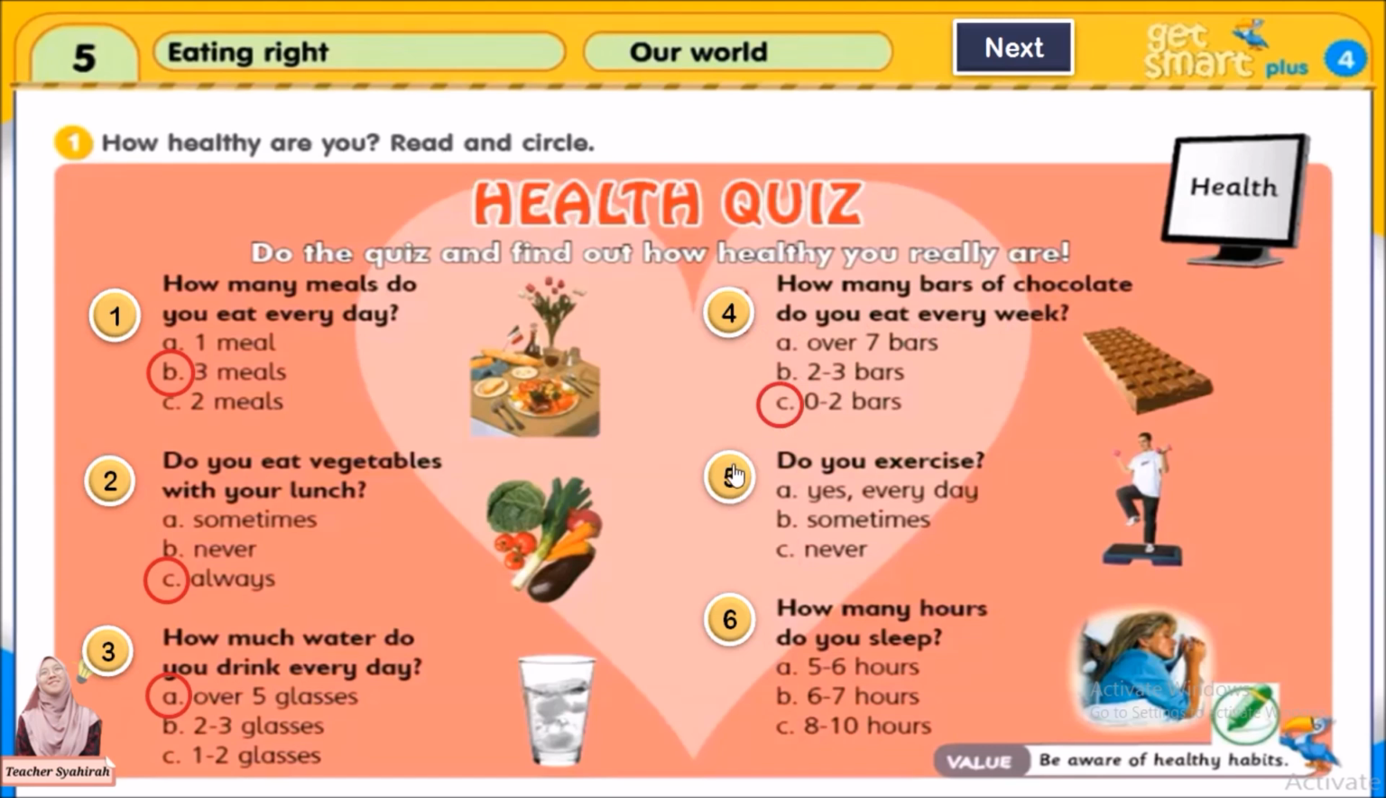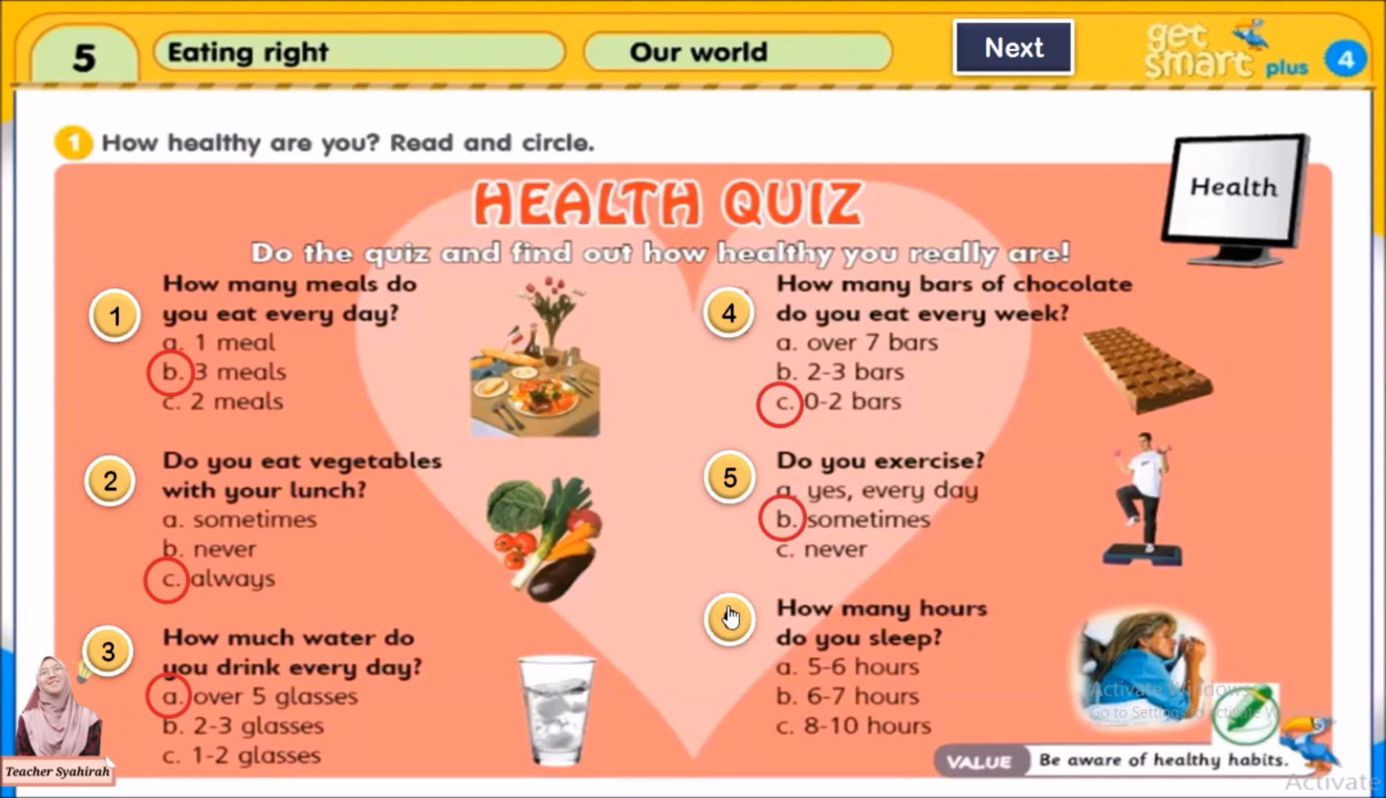Okay, number 5, do you exercise? The answer A, yes, every day. B, sometimes. C, never. Okay, my answer would be sometimes. How about you? Do you exercise?